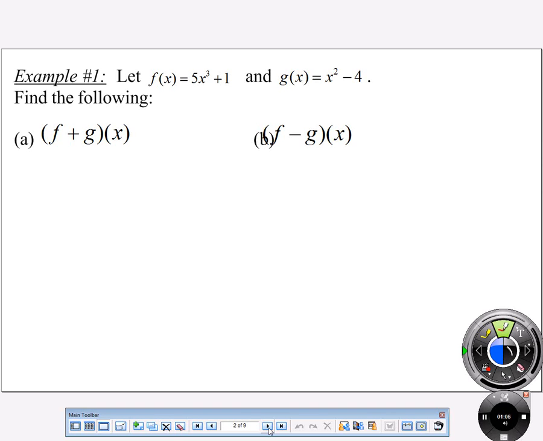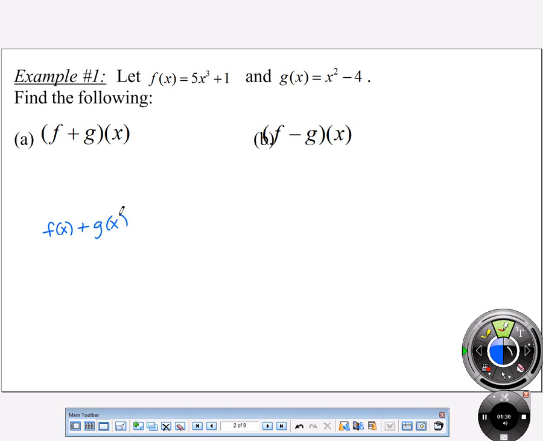All right, so what that would mean for us, if this is f of x and that's g of x, sorry about my part B, f plus g of x and f minus g of x. What am I doing in parts A and B here? Dylan? Good. So in part A, based on the notation we just saw, I'm adding the two functions together.